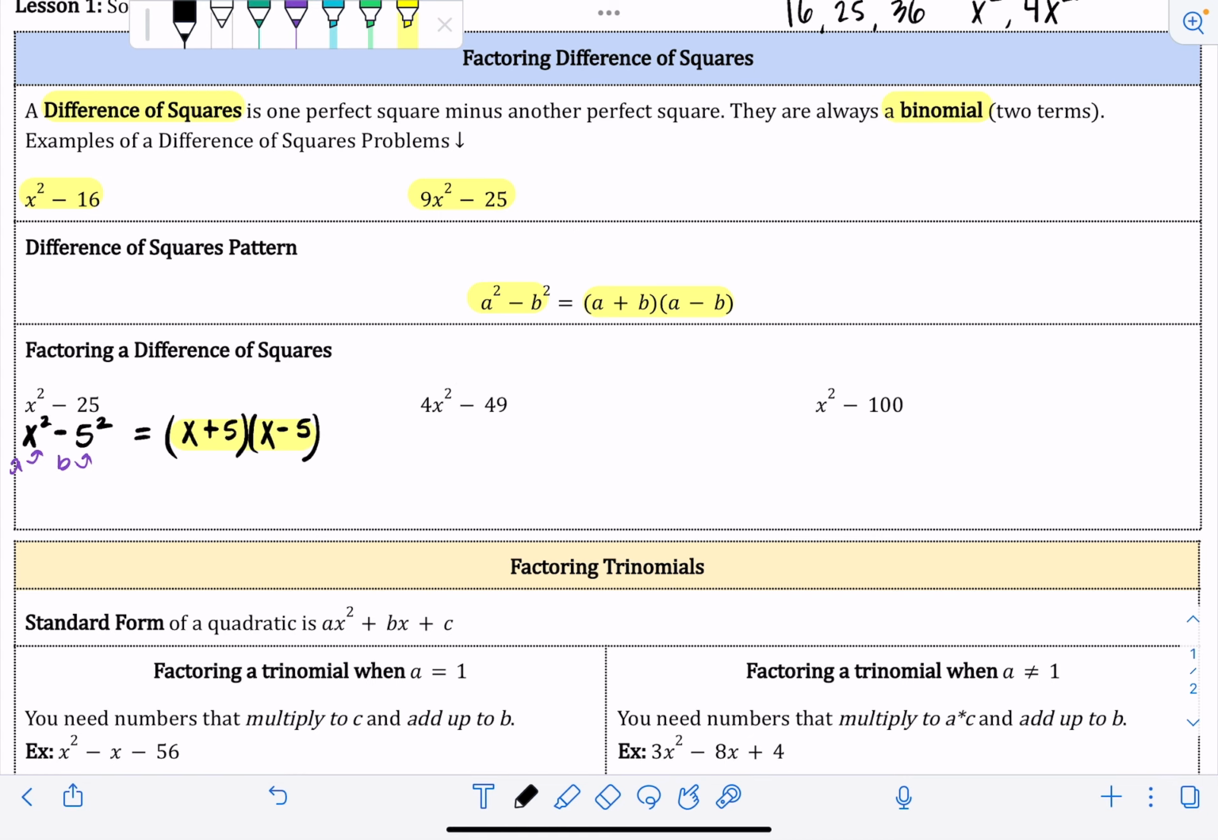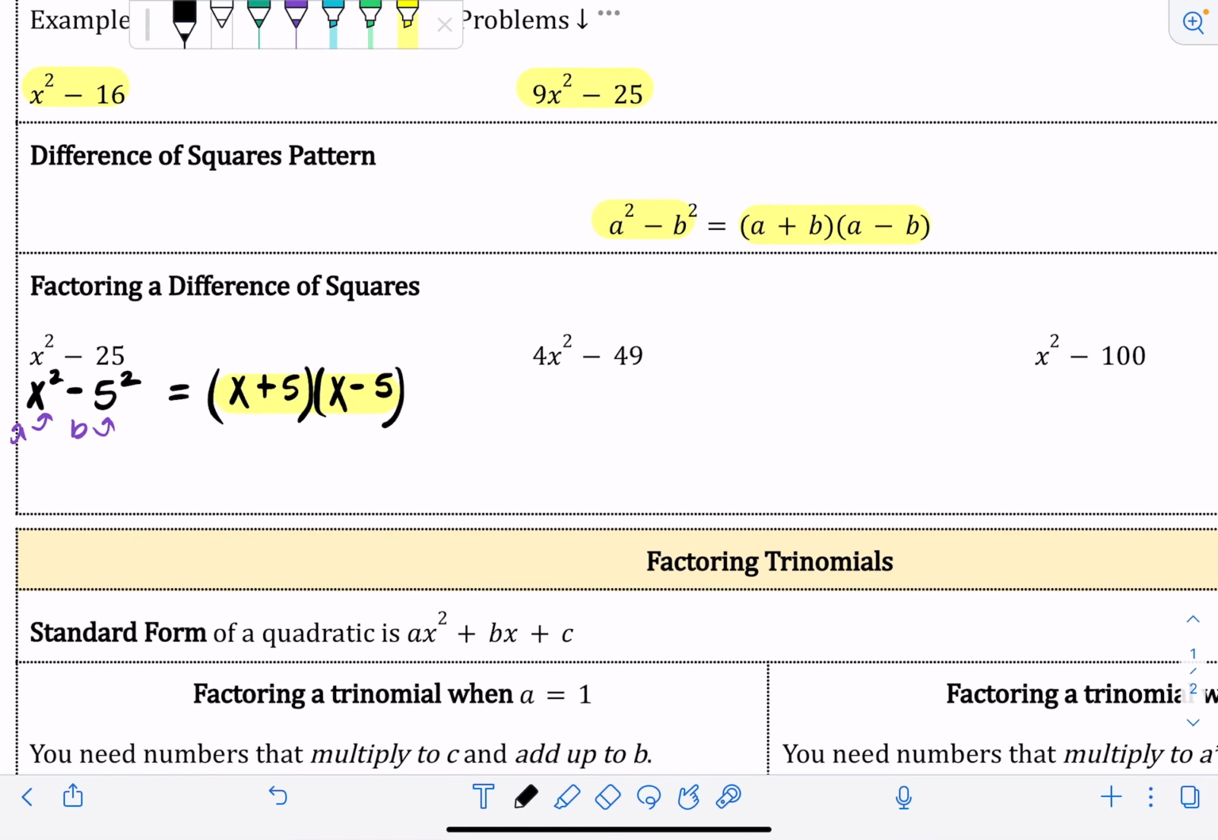So I know that 4 is 2 squared. I'm going to zoom in a little bit. 4 is 2 squared, and x squared is x being squared. So I'm going to rewrite it as (2x) squared, because that means that this whole thing is being squared, which the 2 squared would become 4, and the x squared would become x squared.